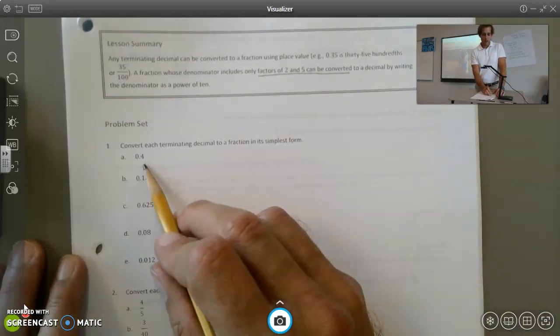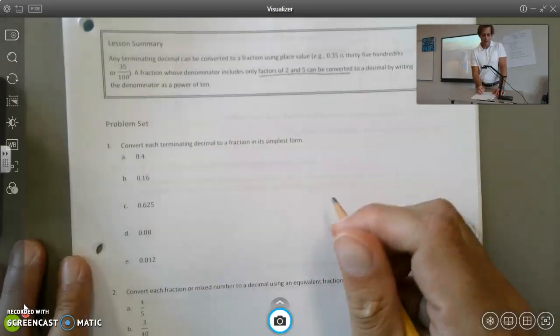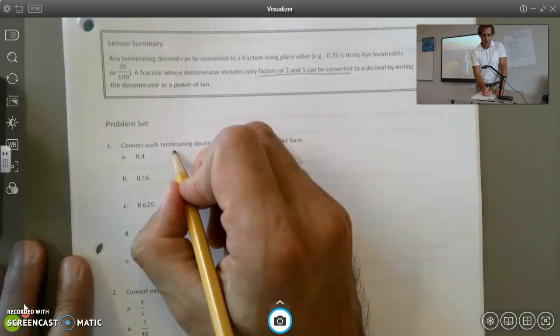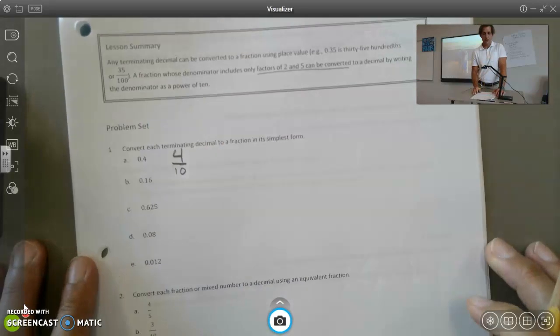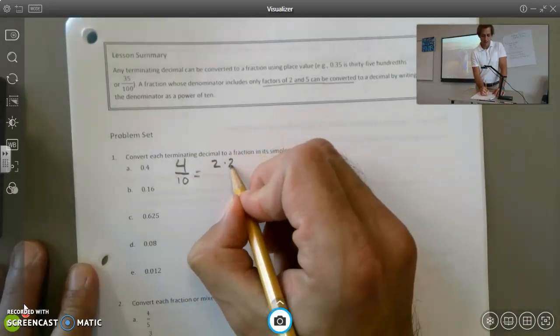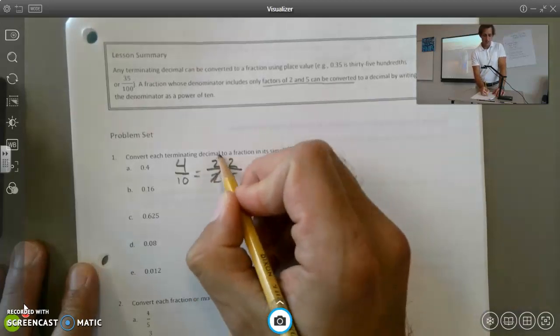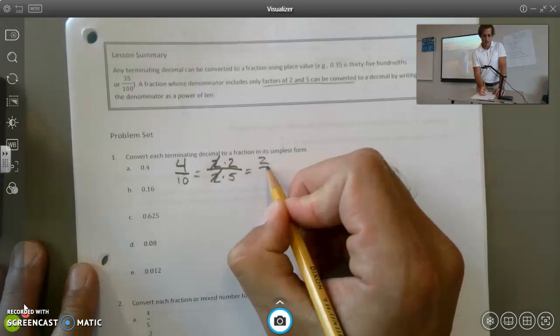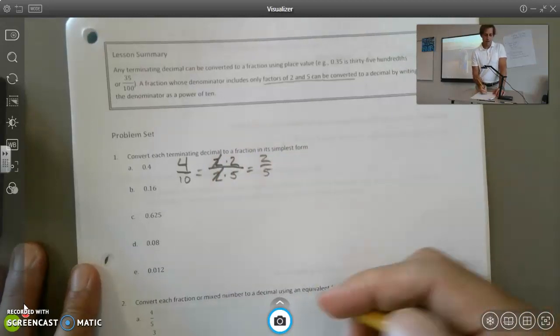All right, 4 tenths. Now to write it in simplest form, I could do a prime factorization. That would be 2 times 2 and 2 times 5. The 2's cancel, and my fraction is 2 fifths. All right, let's skip down to C.